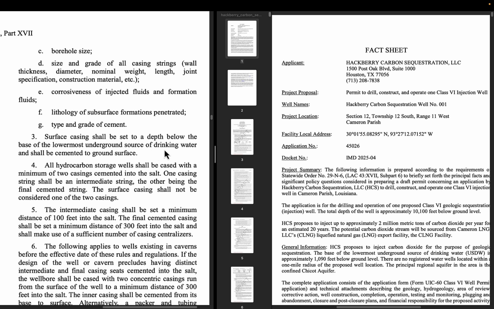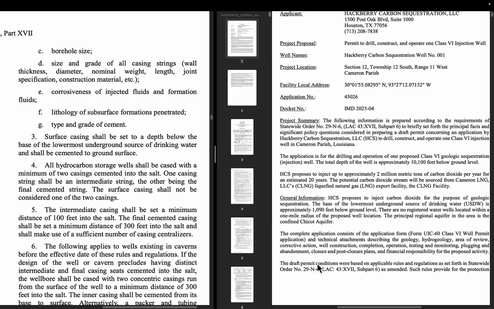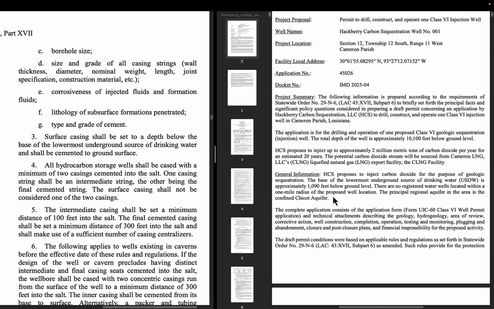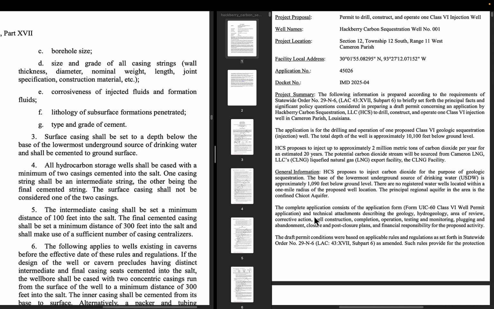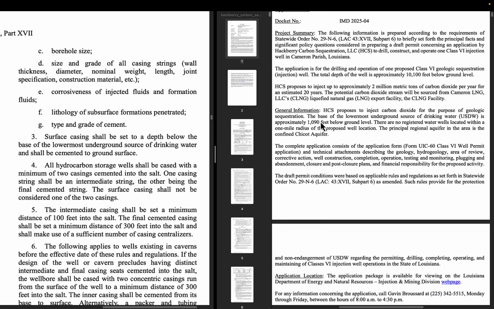So that's the regulation. On the application side, there's going to be information that's going to be able to figure out what that means in terms of depths. How deep does the casing need to be, and what's the depth of the water table? In the application, you can see there's some general information, and it talks about the base of the lowermost groundwater being approximately 1,090 feet below ground level. So that's how deep this water needs to be.